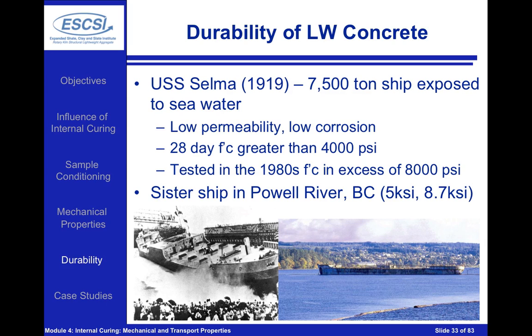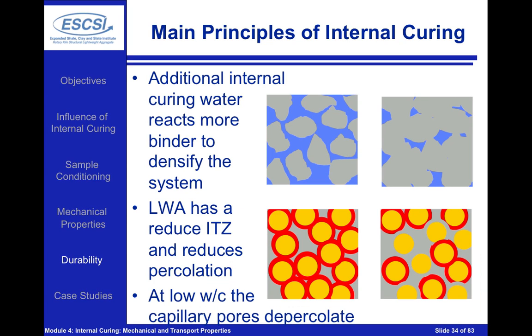Now what I'd like to do is transition from the mechanical properties on over to start to talk about the durability properties of the internally cured concrete, or the durability of concrete that contains lightweight aggregates. And here we can see some examples of concretes that have been made with lightweight aggregate concrete. Here is a concrete ship that was made with lightweight aggregate concrete that was tested at 28 days and had a compressive strength of about 4,000 psi. Tested many years later, 60 years later, the strength was in excess of 8,000 psi, and the porosity had really filled in inside of these systems.